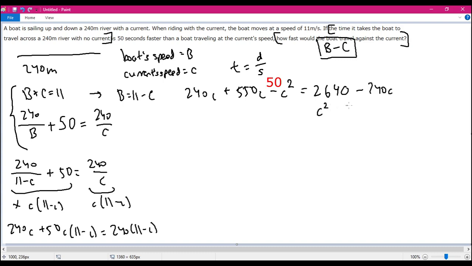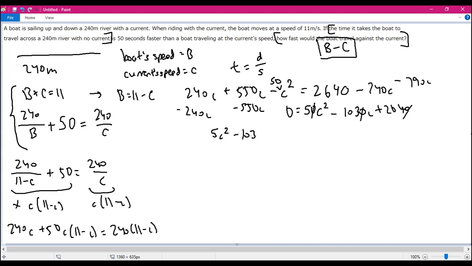Let's clean this up a bit. C squared, we have 240, and we'll have minus 240 and minus 550. So this side is going to be minus 790, so this is minus 1030C. I forgot this is 50C times negative C, so this should be 50C squared. And this 2640 remains. So we have a quadratic equation. I'm actually going to divide by 10 to get rid of these zeros. So we have the quadratic equation 5C squared minus 103C plus 264 equals 0.